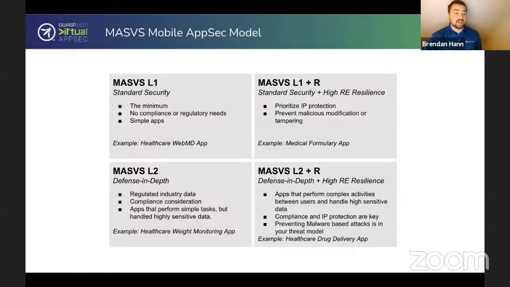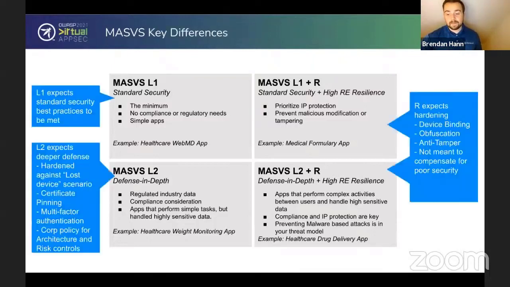L2 plus R is something that has PII and also needs to protect IP. So a healthcare drug delivery app, for example, will have PII around where someone lives, what their name is, what their credit card information is, and what medicine they take. This also needs to be protected from reverse engineering, because if not, then someone can change the medicine being delivered to a customer, and that can also be life-threatening. So big differences, right? L1 expects basic security, and that those best practices be met. L2 requires deeper defense with protection from things like lost device, requiring cert pinning and MFA. And then anything on the right side has a plus R on it, which means it needs to be hardened and resilient against reverse engineering.